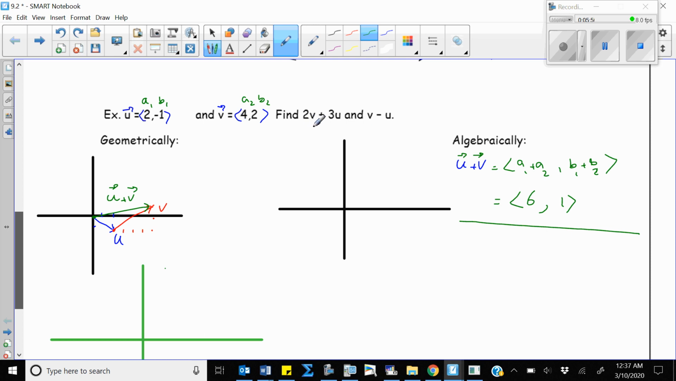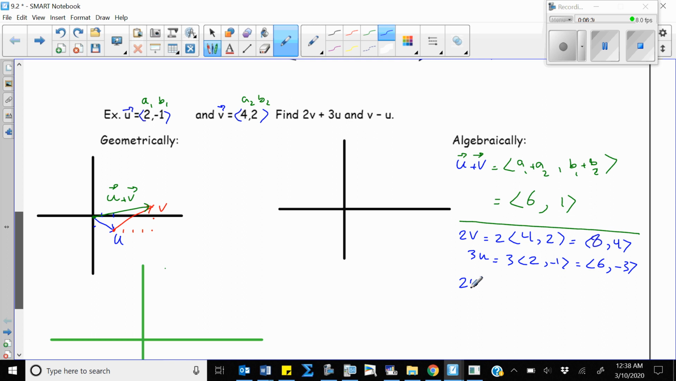Now let's work on 2v plus 3u. First of all, I'm going to find 2v. 2v is 2 times vector v. Just simply multiply the 2 by both the x and y components. So it will be 8 and 4. And 3u is 3 times u, which is 2 and negative 1. So it will be 6 and negative 3.